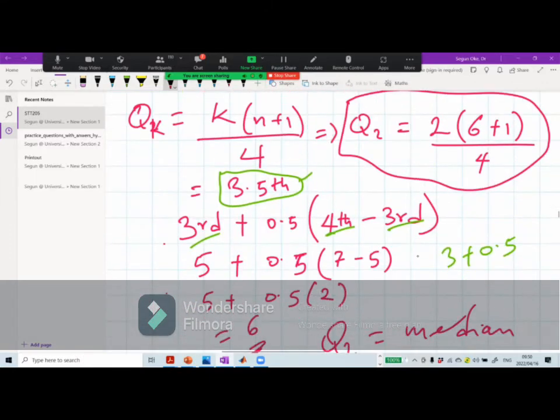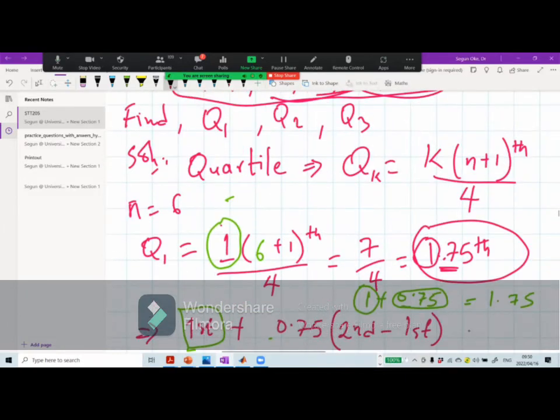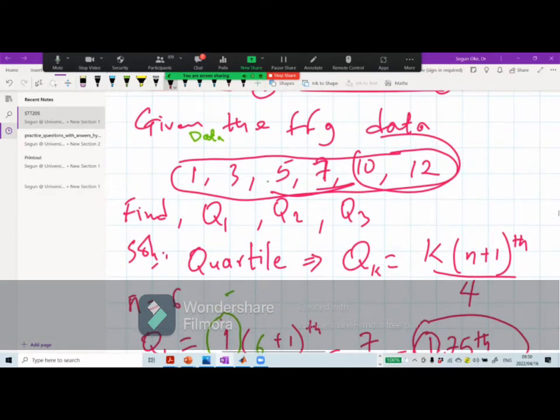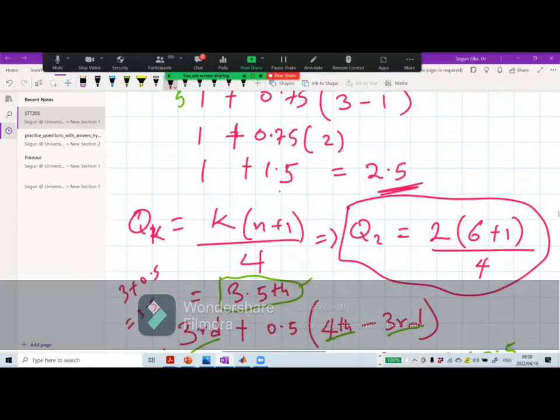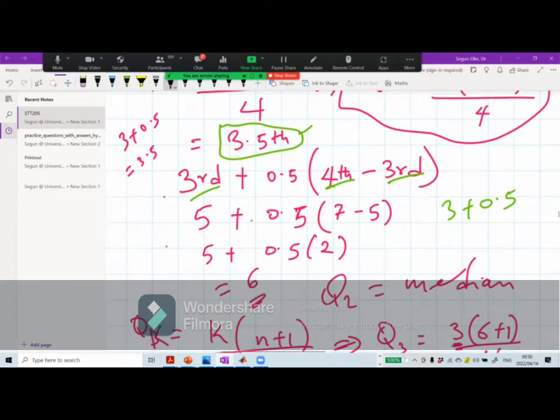Now the second one, same thing happened. I got 3.5, and I know 3 plus 0.5 will give me 3.5. So the third data in this case is what? It's 5. Go and check it. Count it: 1, 2, 3, 5. The third number is 5. Put it there, plus 0.5 that is in the formula, and the highest data minus the class you are considering.